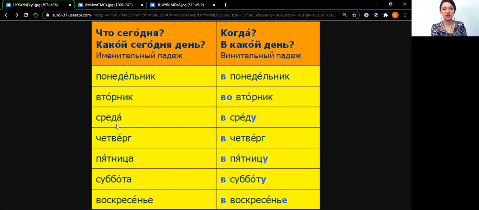But it's all masculine. But среда is feminine. And we need to replace this a to u. This ending is accusative case. It shows on Wednesday, not just Wednesday, but on Wednesday. This is how Russian grammar is structured. So let me read.